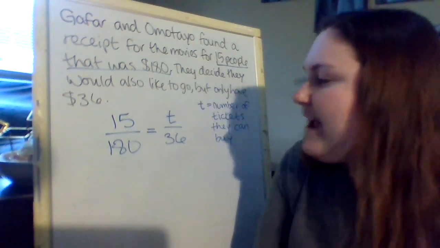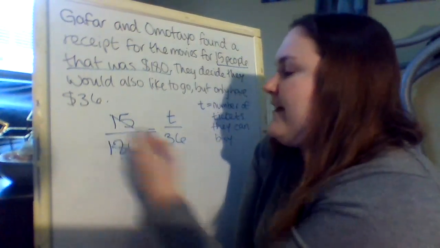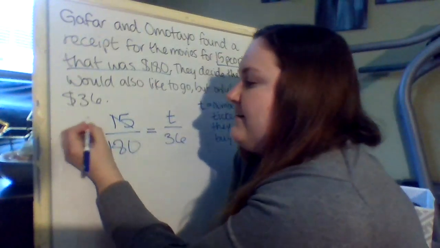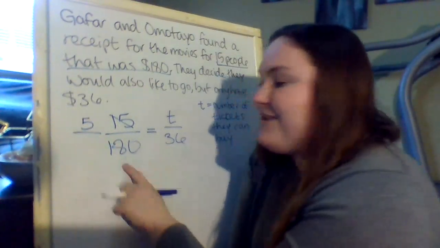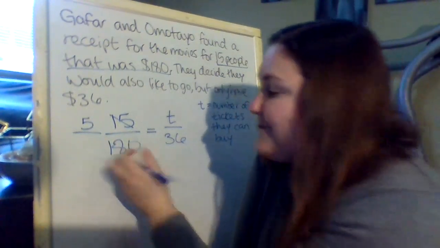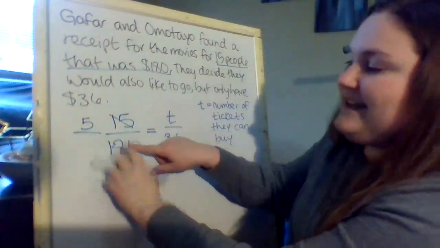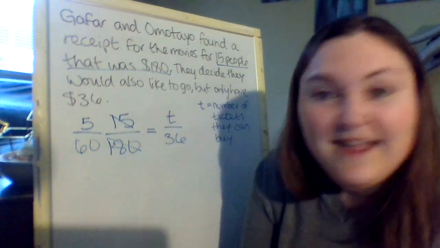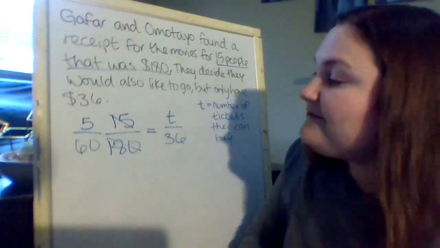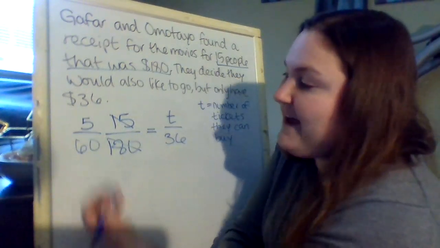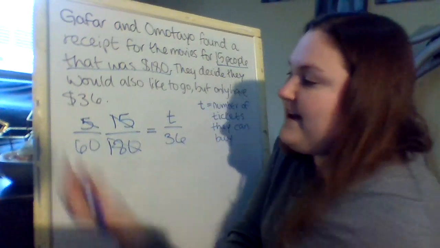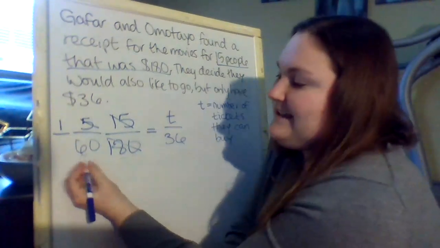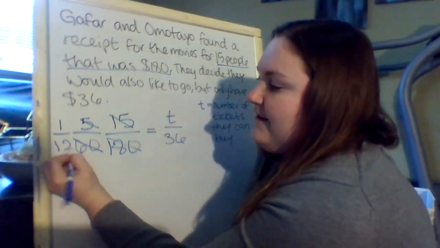I'm going to go ahead and divide by 3 first, because I know 15 divided by 3 is 5, and it's also easier for me to, in my head, say 180 divided by 3, because 18 divided by 3 is 6, so that would be 60. Then I'm just going to go ahead and simplify again by saying I can divide both of these by 5. 5 divided by 5 is 1, and 60 divided by 5 is 12.